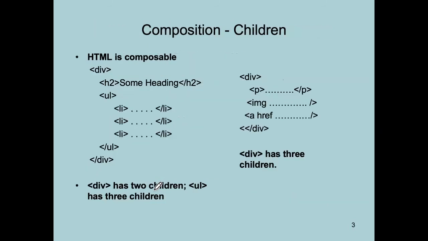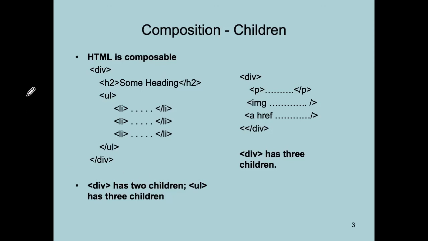Before I talk about the composition pattern in relation to React, composition is really part of how HTML works, because that's really all we do with HTML. We compose different HTML tags with other tags. On the left, I've got a div tag, and on the right, I've got a div tag as well. But on the left, I'm composing the div with an H2 and a UL element, whereas on the right, I'm composing the div with a paragraph and an image and an anchor tag.